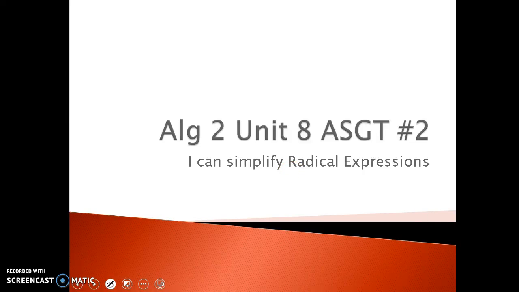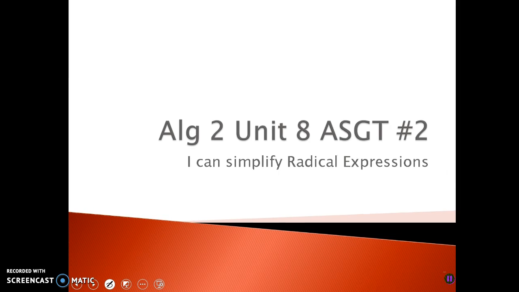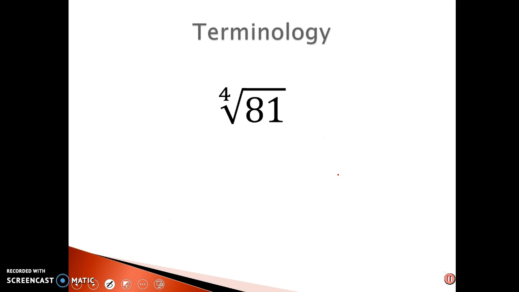All right, so in assignment number 1, we simplified expressions that involved exponents. And so in this video, we're going to simplify expressions that involve radicals. So let's go ahead and get started.